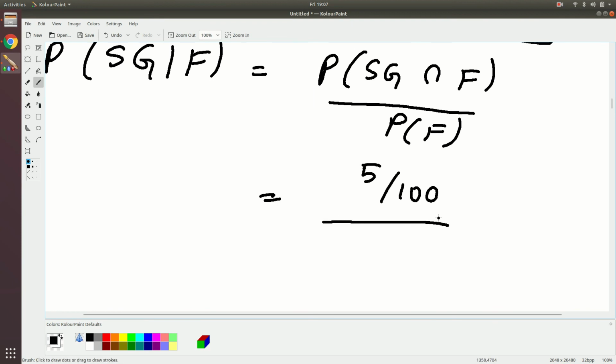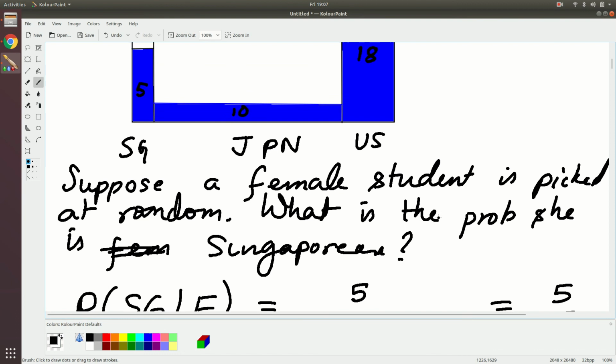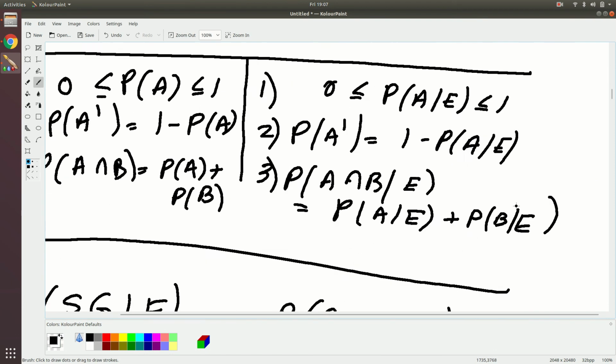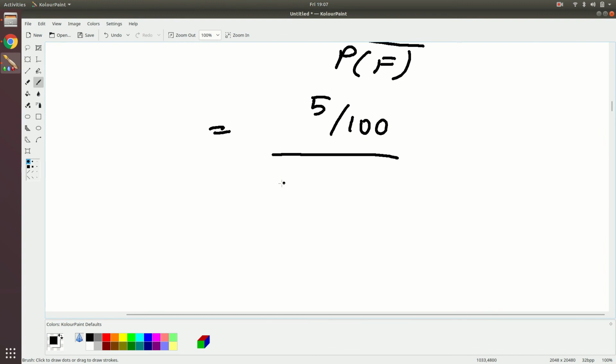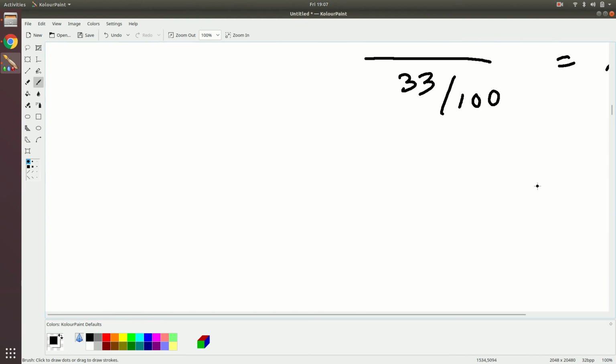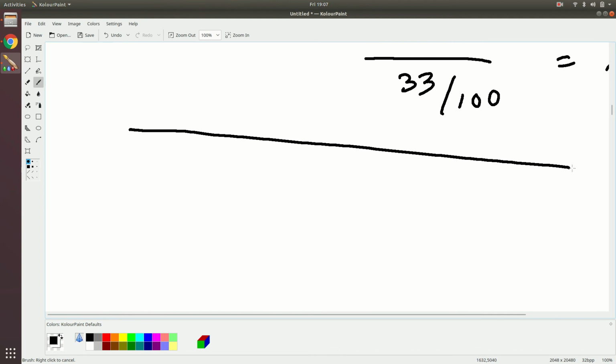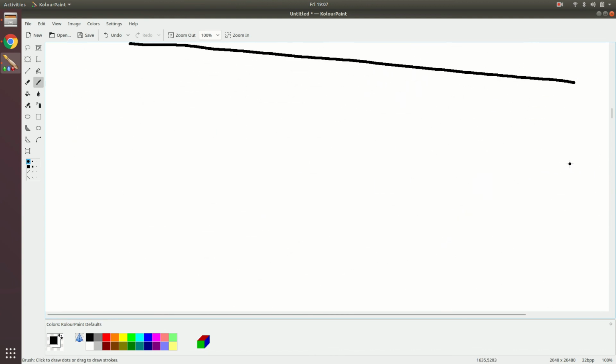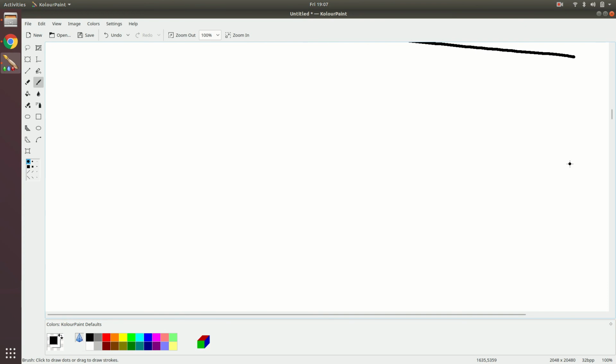And what's the chance that you pick a female student? There are totally 5 plus 18 plus 10, that is 33 females. So the chance that you pick a female student is 33 over 100. So this is also 5 over 33. So both the formulas give you the same thing. So how do you use them? Do you draw a Venn diagram, or do you use this formula? That depends on the problem. If the things are representable in a Venn diagram, use the Venn diagram, or otherwise try to use this formula.